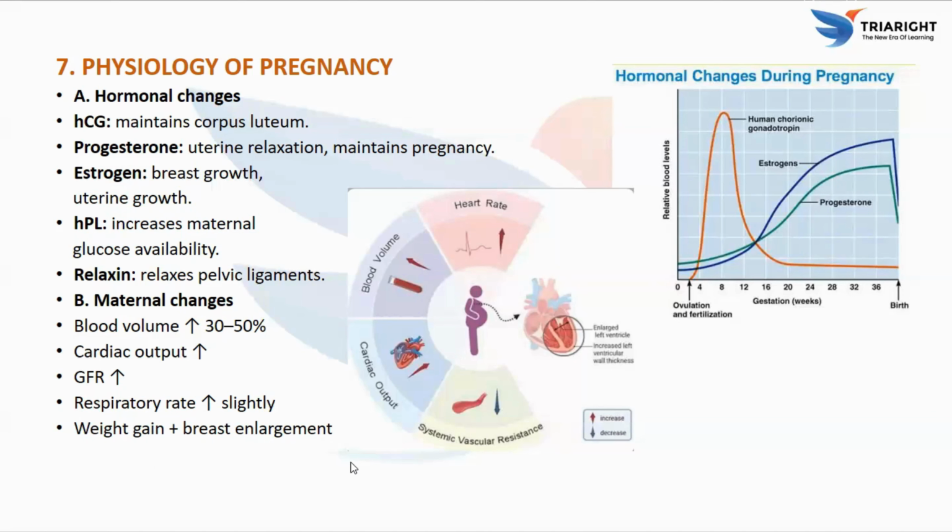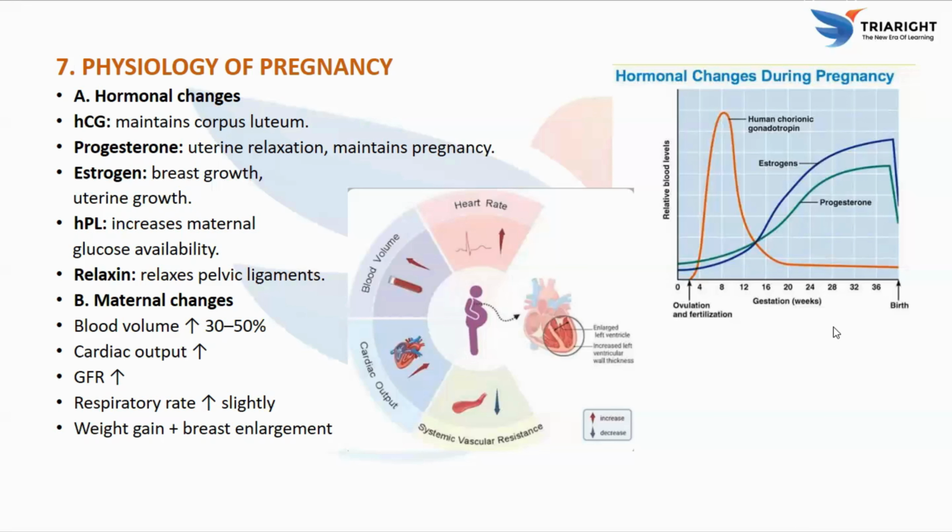And respiratory rate also increases slightly. The mother breathes a little faster, ensuring more oxygen for the growing fetus. And progesterone increases the breathing drive as well as mild breathlessness. The next maternal change is weight gain plus breast enlargement. Weight gain is normal and healthy during pregnancy. Breasts enlarge due to estrogen and progesterone, preparing for breastfeeding.